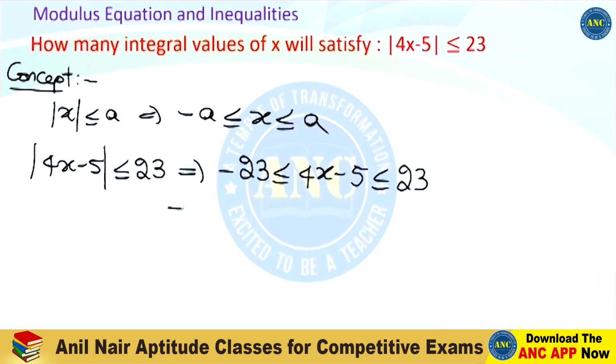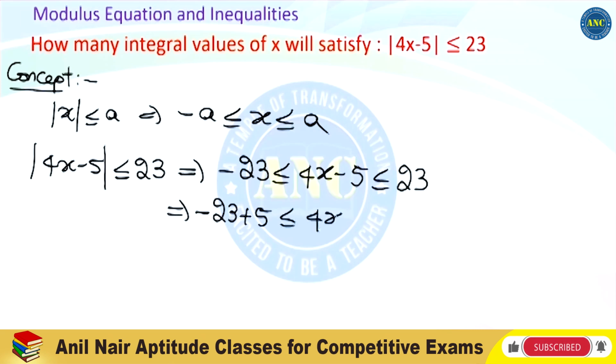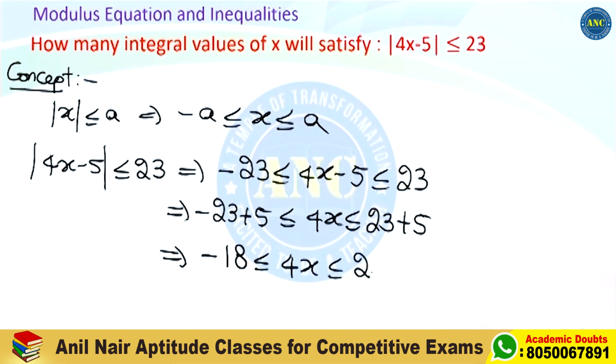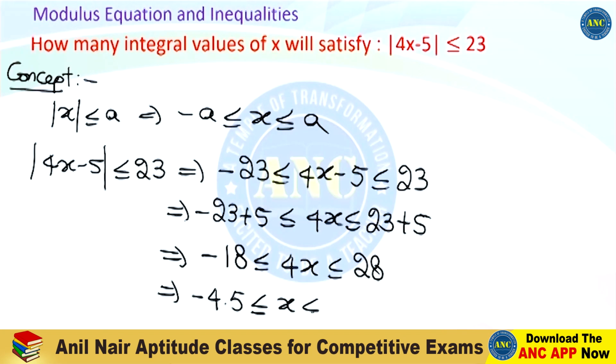Idea clear? So add 5 on all the sides: minus 23 plus 5, 4x less than or equivalent to 23 plus 5. So these are nothing but minus 18 less than or equivalent to 4x less than or equivalent to 28. So minus 18 by 4, 4 4s are 16, minus 4.5 less than or equivalent to x less than or equivalent to 7.